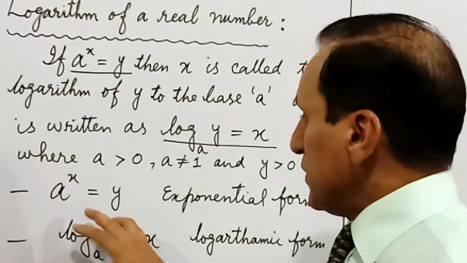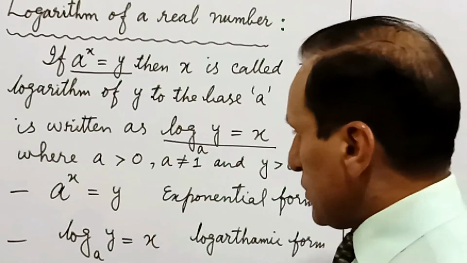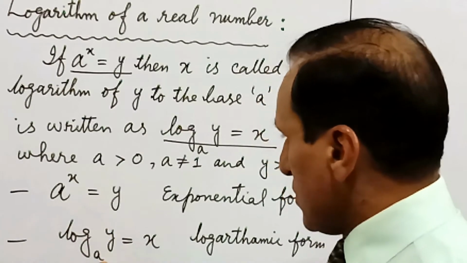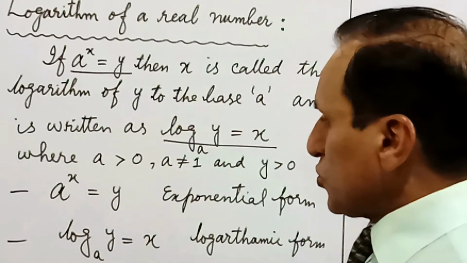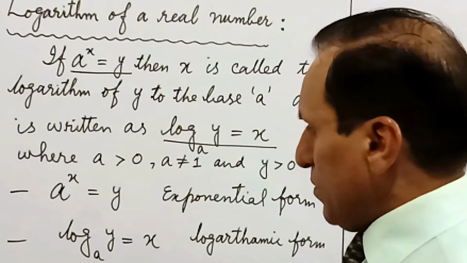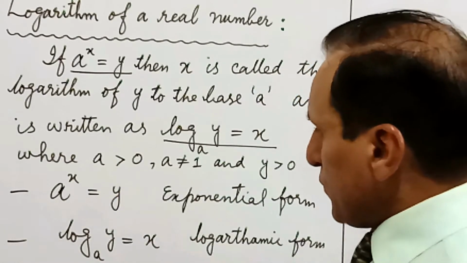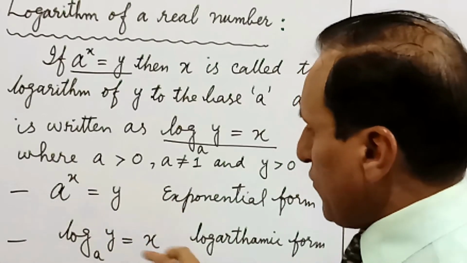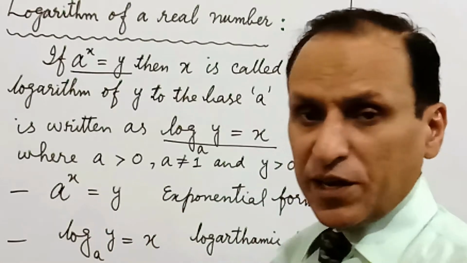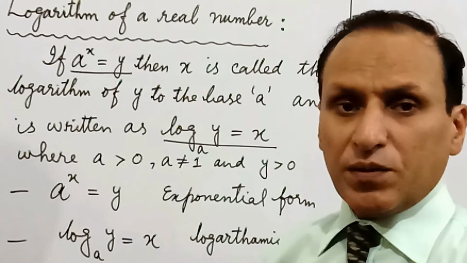As we observe in these two forms, the base remains base, whereas these two values x and y exchange their positions. So if we become familiar with this phenomenon, that the base will remain base in both the forms and x and y will exchange their position, let's clarify this by an example.